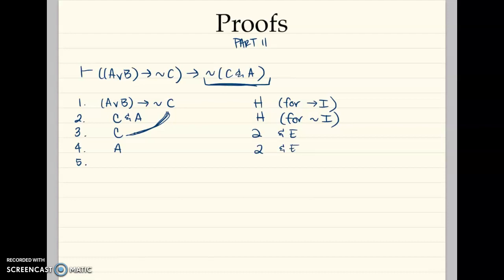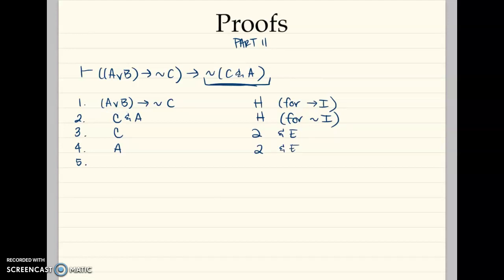It would be nice if I could put those together because that looks like a contradiction right there. It looks like an absurdity, right? C and not C. I can't quite do that yet though. What I'll need to do first is get that not C by using conditional elimination or modus ponens, right? So in order to do that, I need that antecedent, A or B.